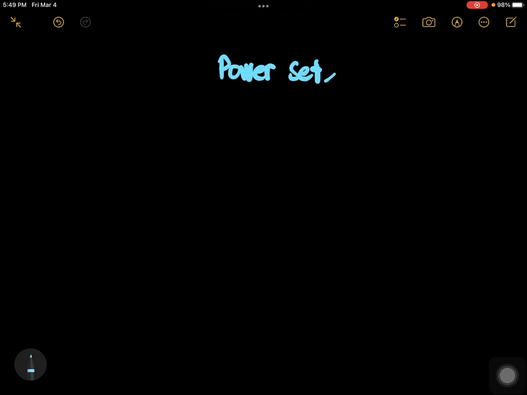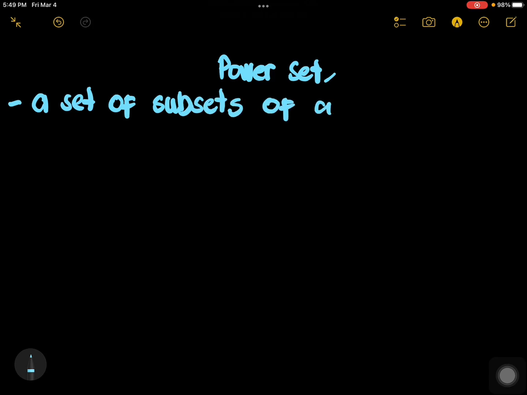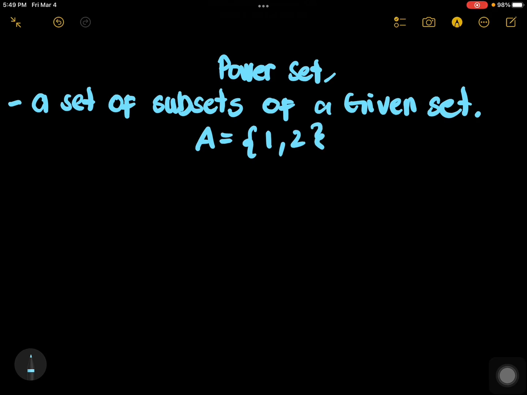Yes. So let me write it for you. So we have a set of subsets of a given set. So that is power set. So I'll give an example. If I have here set A with elements 1 and 2, the power set, this is the notation for the power set. So we have the power set of set A in the formula 2 raised to the power of n, where n is the cardinality of the given set.